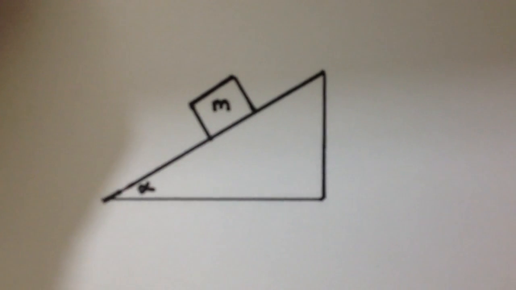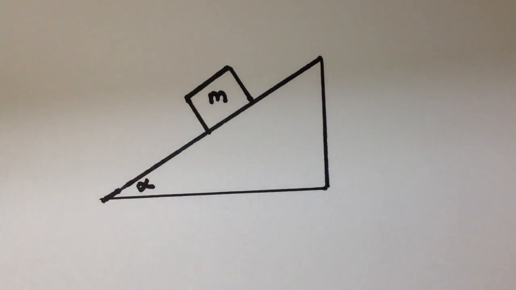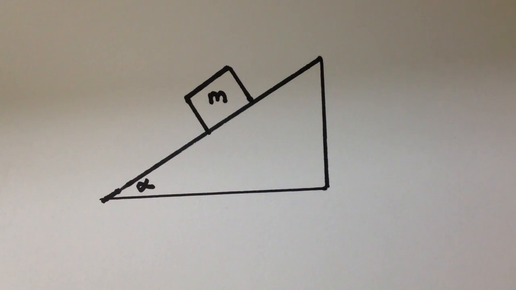In this video, we will analyze an inclined plane. I will begin here with a picture of an inclined plane. This inclined plane is inclined at an angle alpha, which is relative to the horizontal. And here we have a box with mass m on the inclined plane. I will present to you three ideal cases.